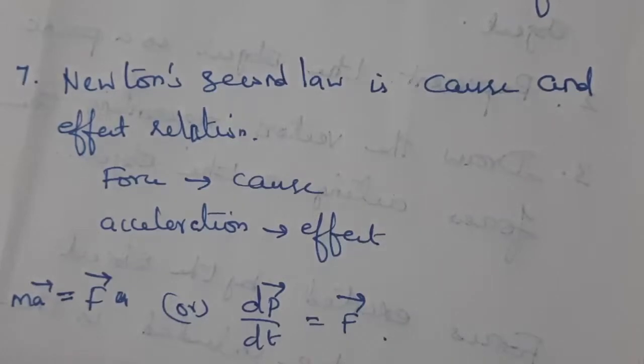Next, Newton's second law is consistent with the first law. If m dv vector by dt is equal to 0, we can write v vector is equal to constant. And last, Newton's second law is a cause and effect relation. So force is the cause and acceleration is the effect. So the effect should be written on the left side of the equation, and the cause should be written on the right side. The correct way of writing Newton's second law is dp vector by dt is equal to F vector.